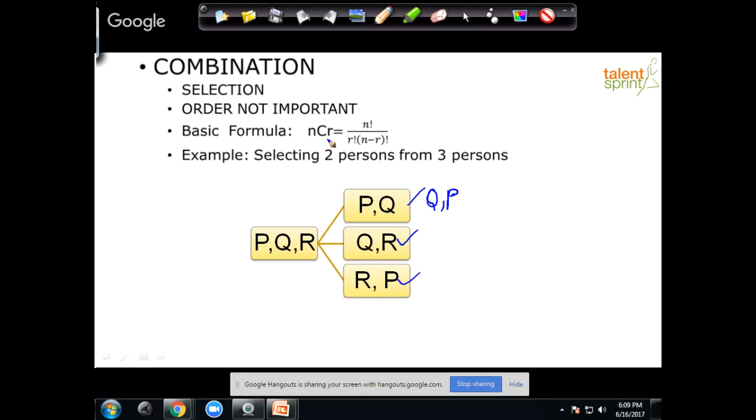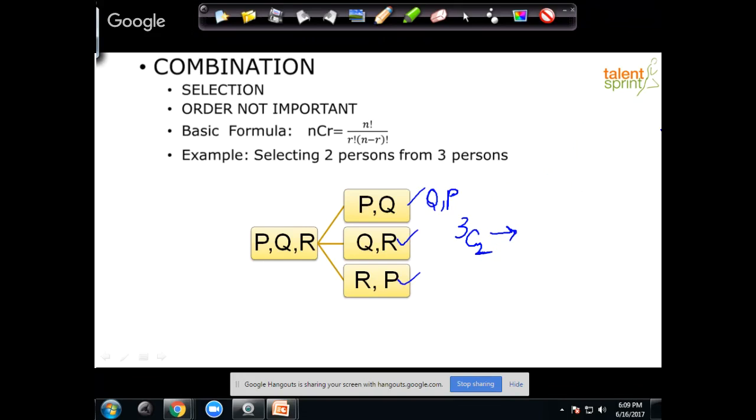Now, what is the formula for combination? nCr is equal to n factorial divided by r factorial into (n minus r) factorial. This is the basic formula for combination. Now, here in this question, how do you apply this formula? See, the question is, there are 3 people. Out of these 3 people, you have to choose 2 people. In how many ways can you do it? 3C2 ways, correct? Out of 3, you are choosing 2.